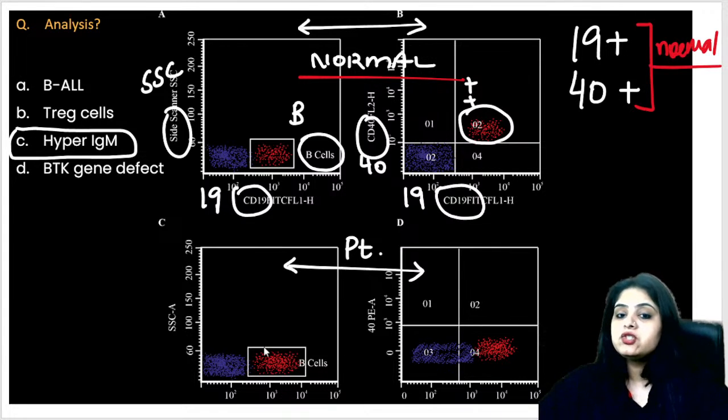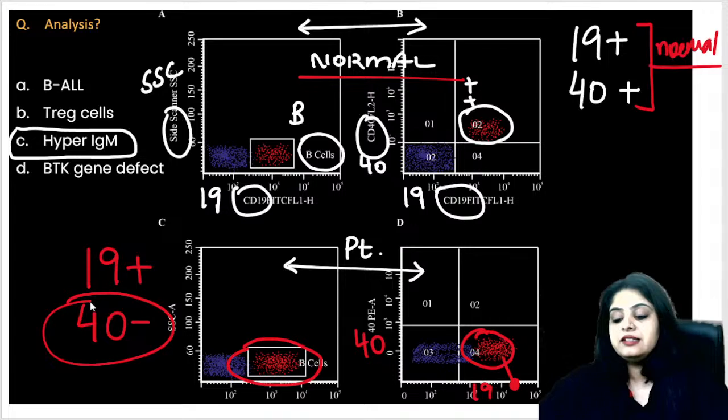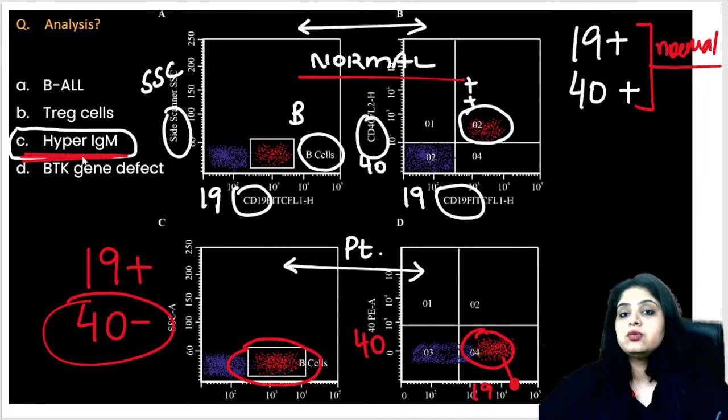Now when I go to the patient, focus on the red cells. Where are the red cells coming? If this is CD40 and this is CD19, the red cells are coming in this quadrant, which means in a patient CD19 is coming but CD40 is not coming. And what is that disease when CD40 is going to be missing? CD40 is going to be missing in a condition known as hyper IgM. So that is how you do the analysis.